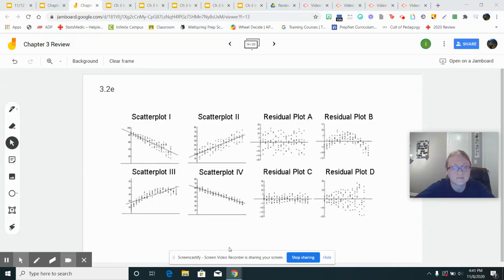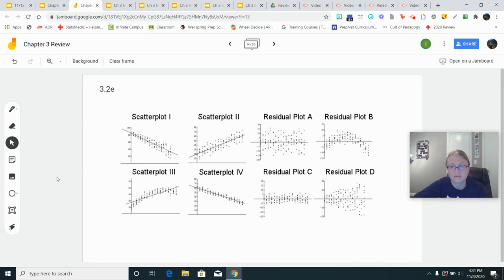Okay, so for residual plots, what we also want to think about are some other things we might see with them. So this is a great question to look at in terms of the scatter plot and which residual plot it might go with. So keep in mind, this is the original data. These are the residuals from that data.